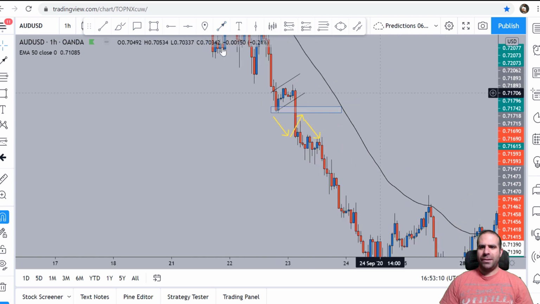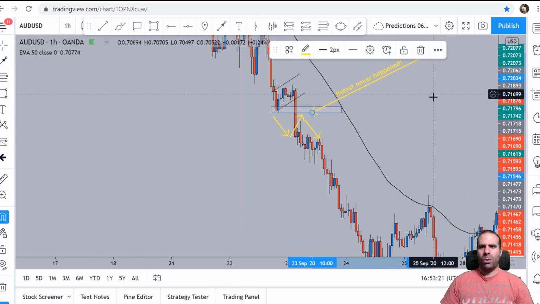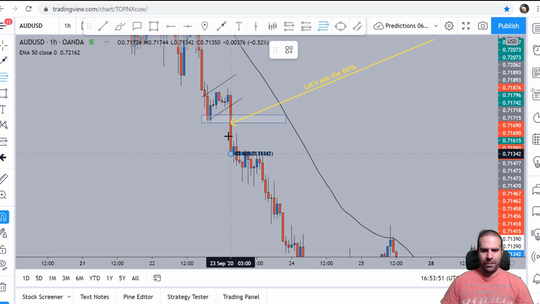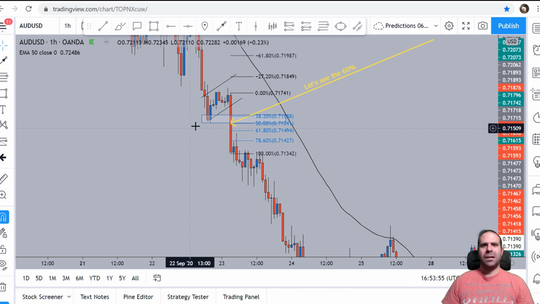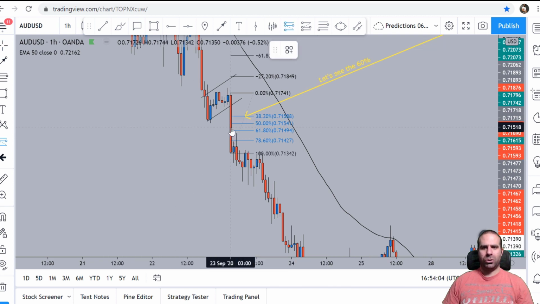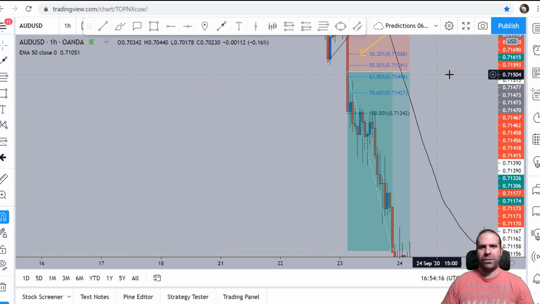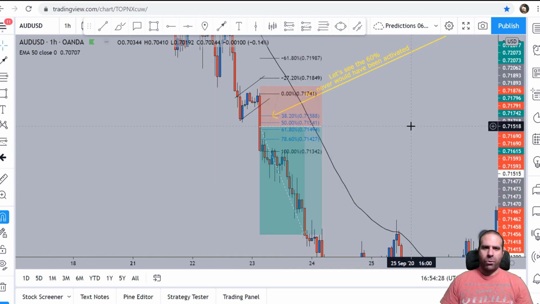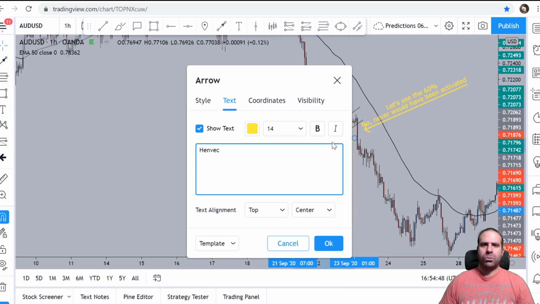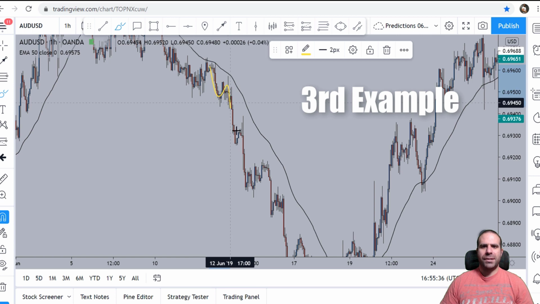What about the retest trade? As we can see, the retest would have never happened once again in this example. And here we measure the 60% rule and we see that the 60% rule would not have worked because we would have never been activated into the trade. So here only the breakout trade would have worked in this occasion, and it would have worked very nicely also. Let's move to the third example.